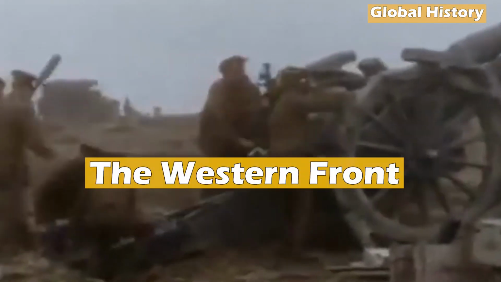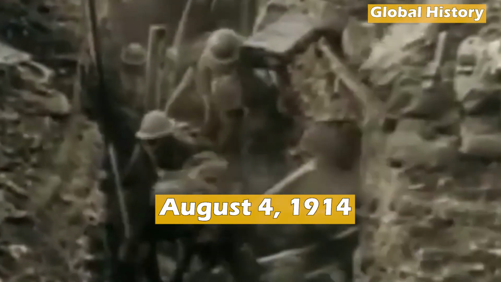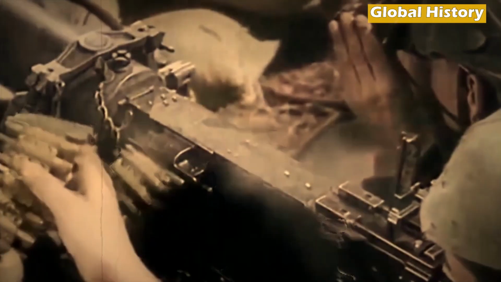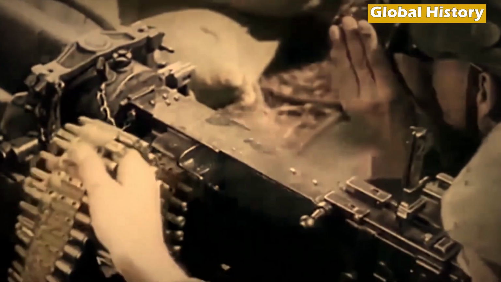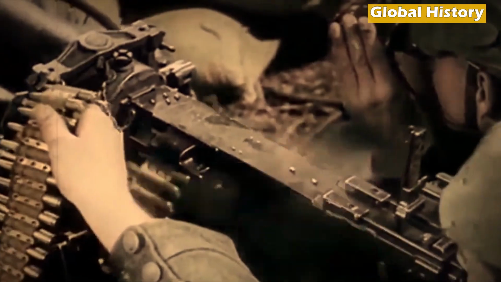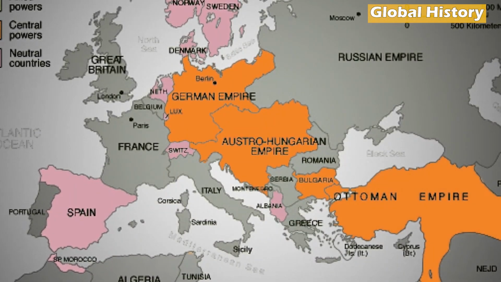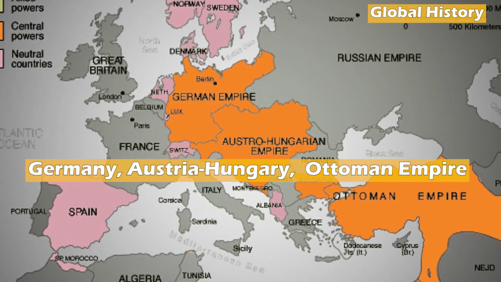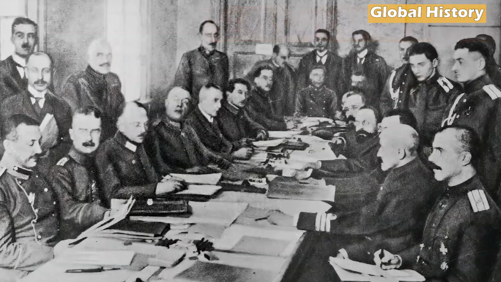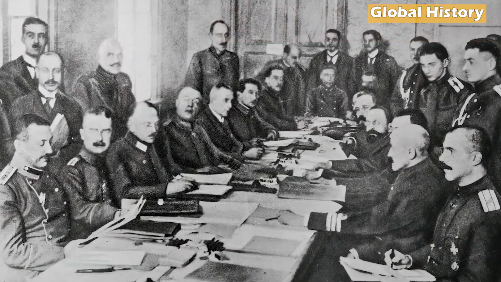The Western Front. The war quickly escalated, with Germany invading Belgium and Luxembourg on its way to France. In response, Britain declared war on Germany on August 4, 1914. The Western Front, characterized by trench warfare, became a symbol of the war's brutality and deadlock. The Eastern Front. In the east, Russian forces clashed with the Central Powers, Germany, Austria-Hungary, and the Ottoman Empire. This front witnessed vast battles and changing alliances.